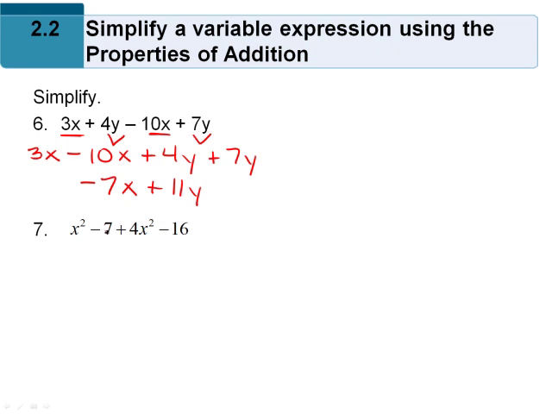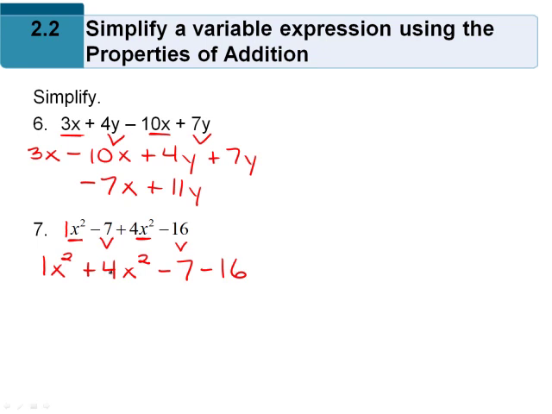All right, number 7. X squared minus 7 plus 4x squared minus 16. So I have like terms here with the x squared terms, and I've got 2 constants that I can combine together. So remember, what's the coefficient in front of that x squared? If nothing's written, it's understood to be a 1. So don't forget that. So 1x squared, and then we have a positive 4x squared, and then a negative 7, that sign comes with that 7, and a negative 16.